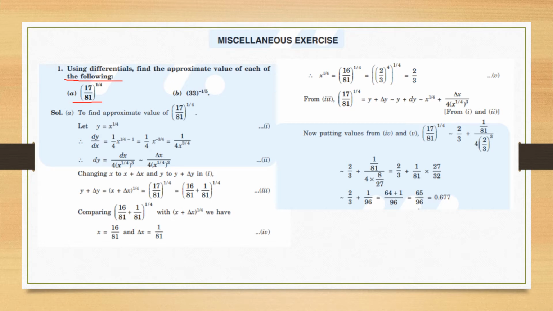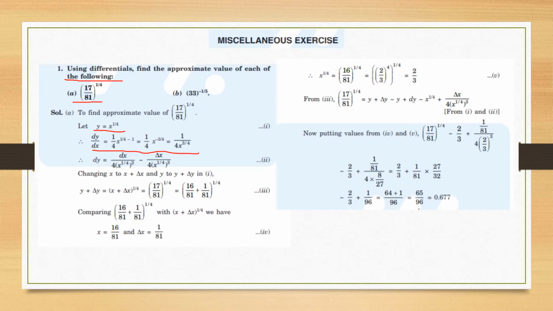So what do we do? We pick up a function y which is of this form. It is of the form x raised to power 1 by 4, and this one is of the form x raised to power minus 1 upon 5. So y is x raised to power 1 by 4. So dy by dx is 1 upon 4x raised to power 3 by 4, right? So dy is dx upon this 4x raised to power 3 by 4.